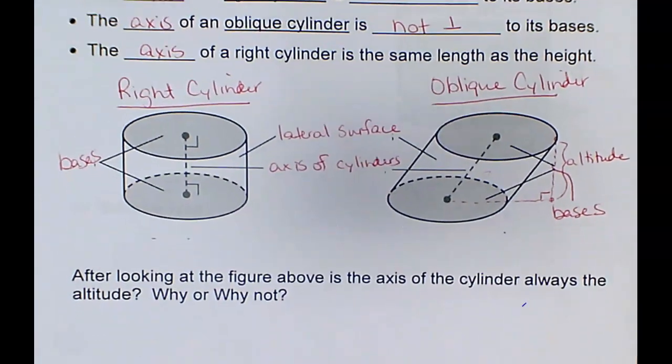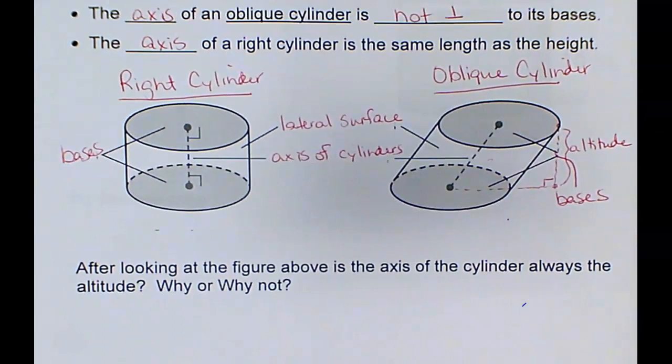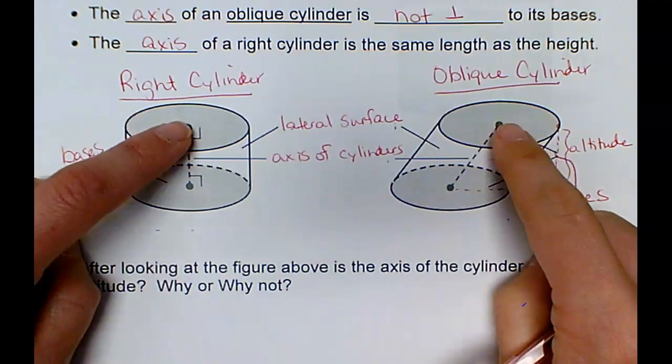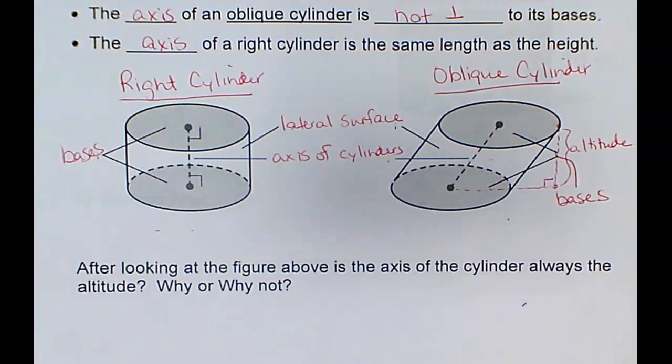So on the bottom it asks, after looking at the figures above, is the axis of the cylinder always the altitude? Why or why not? I'll give you a moment to think about it, maybe answer. Pause your video and answer.